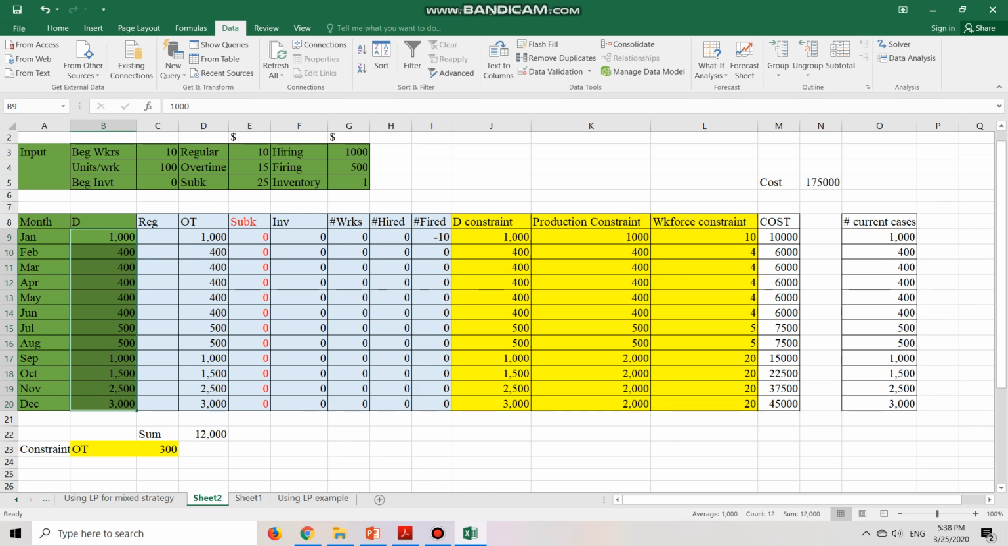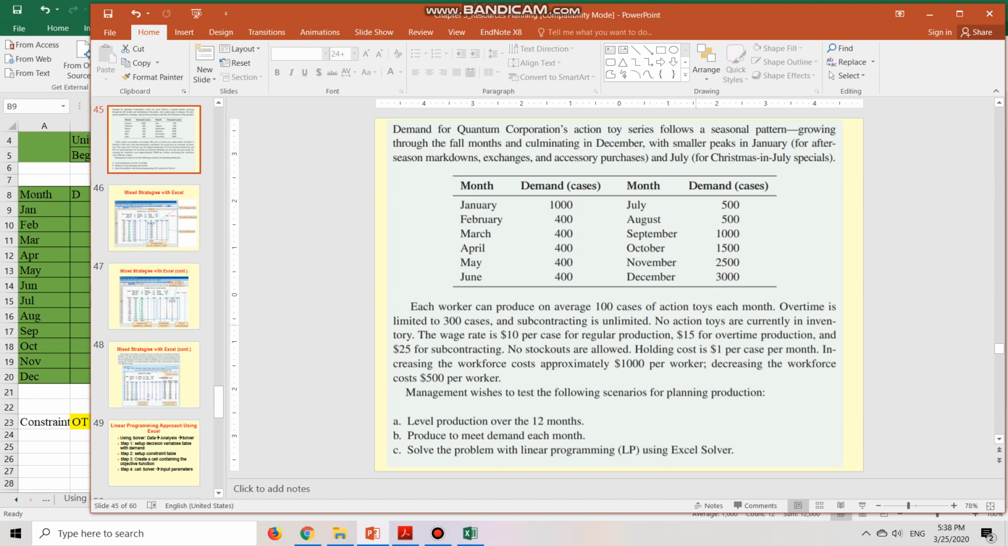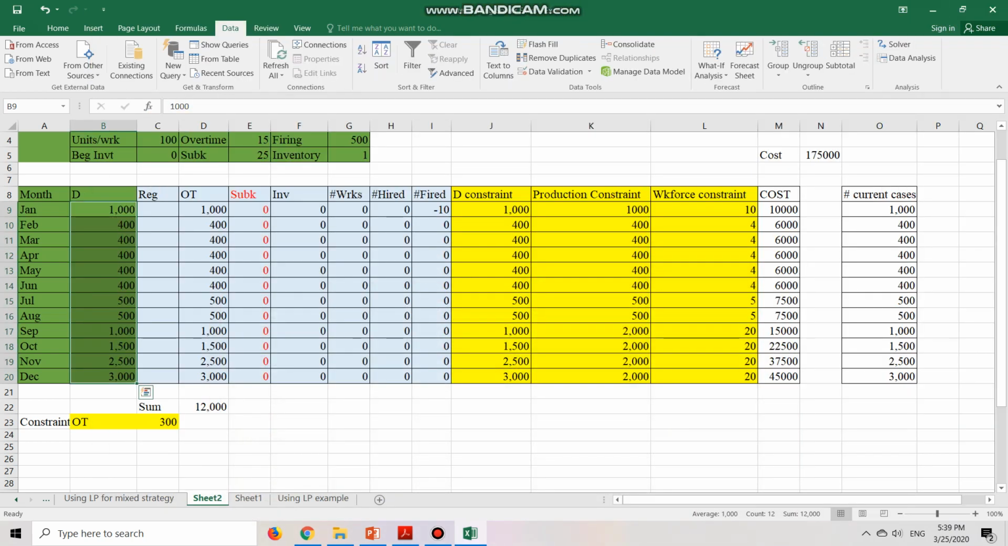The second constraint is here: overtime is limited to 300 cases. So it means the total number of overtime has to be less than or equal to 300. So here we see overtime here is 12,000, which is larger than 300, so this solution is not good, right? But later we still have this column, and solver will help us solve it again.